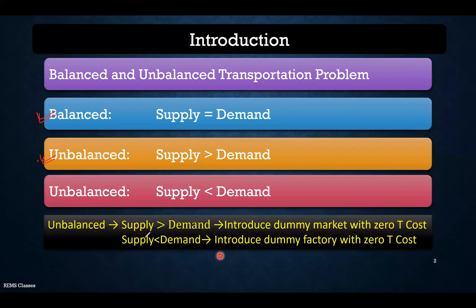Let us assume we have a case of unbalanced transportation problem, where either supply is more than demand or supply is less than demand. If supply is more than demand, what will we do? We will introduce a dummy market, and that market will have zero transportation cost. In the other case, if supply is less than demand, we will introduce a dummy factory to supply the demand, and we will assign zero transportation cost to that particular factory.